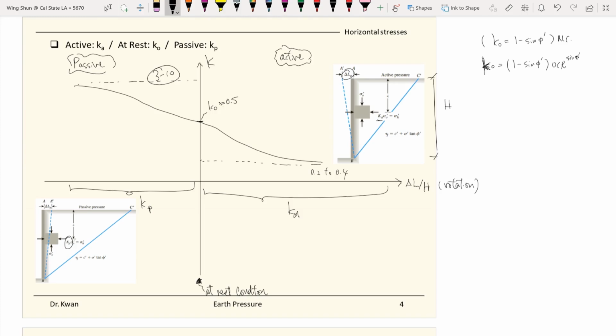Same as the Ka conditions. You go further and further away until to a point too much soil is mobilized at the backfill, and then the whole retaining wall system will collapse. So now it's a matter of how to find out this Ka and this Kp. And we will introduce two different theories. One is from Coulomb, and one is from Rankine.